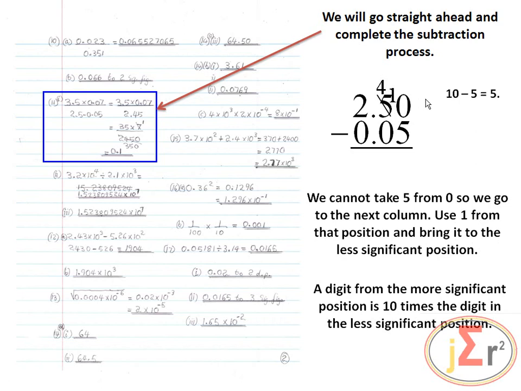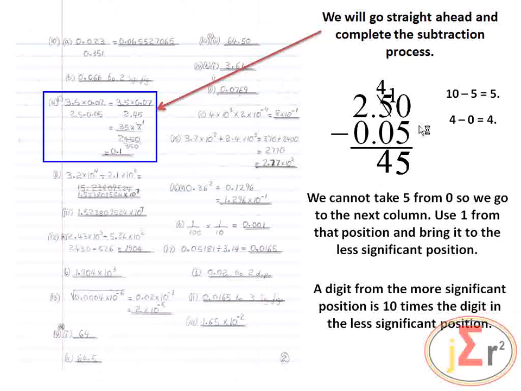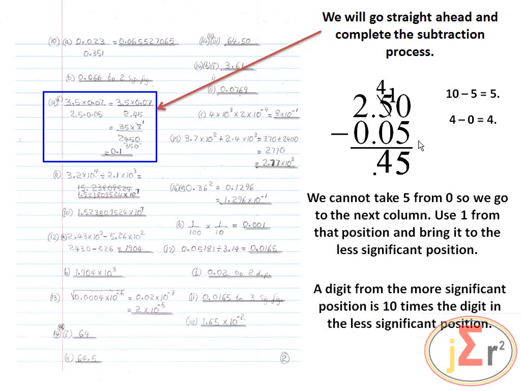So 10 minus 5 is equal to 5. Then 0 from 4, or 4 minus 0 is equal to 4. And no doubt we align the point of the answer with the points that we have here, and we will do that for addition and subtraction problems. For multiplication and division problems, then we'll take other approaches that we will no doubt discuss in these tutorials.